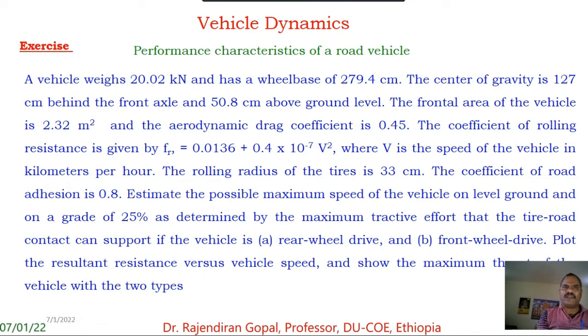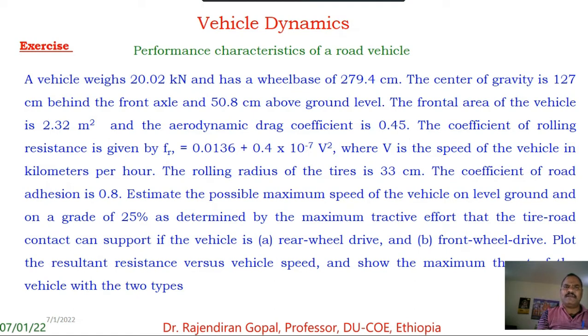The coefficient of rolling resistance is given by Fr is equal to 0.0136 plus 0.4 into 10 to the power minus 7 V square, where V is the speed of the vehicle in kilometer per hour. The rolling radius of the tire is 33 centimeter. The coefficient of road adhesion is 0.8.